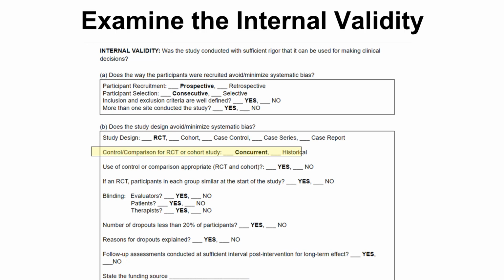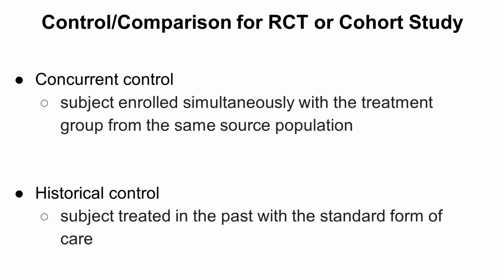And finally, one last set of terms you might not be familiar with on this internal validity section would be the words concurrent versus historical control or comparison for an RCT or cohort study. The difference between the concurrent versus a historical control is shown on this slide, where a concurrent control is a person or a subject who's enrolled at the same time as the person who's receiving the treatment, but they don't receive the treatment.